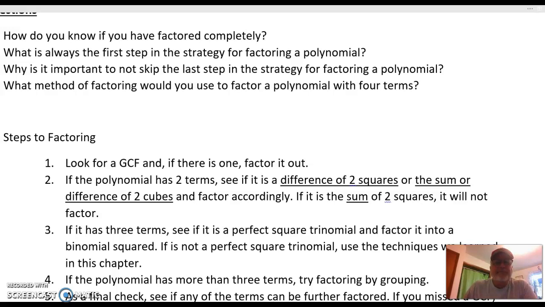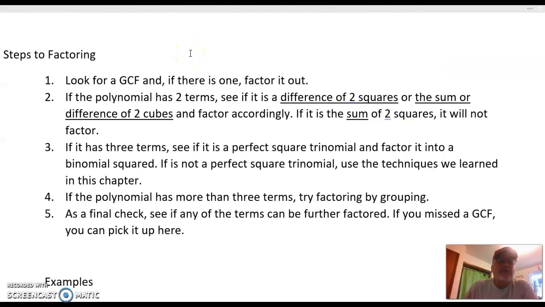Hello again, everybody. Here we are in our third section, section 5.7, and really all it is a summary of the factoring things that we've talked about. But what I've got here is steps for factoring. So we always want to look for a GCF, if there is one, factor it out.